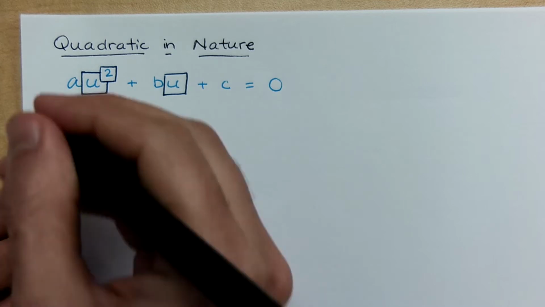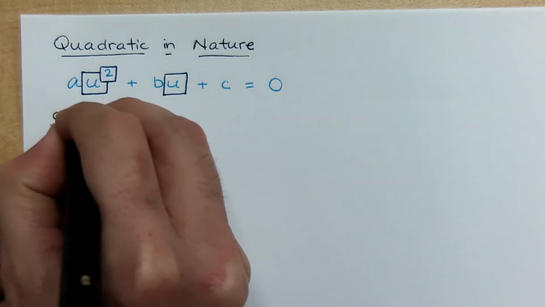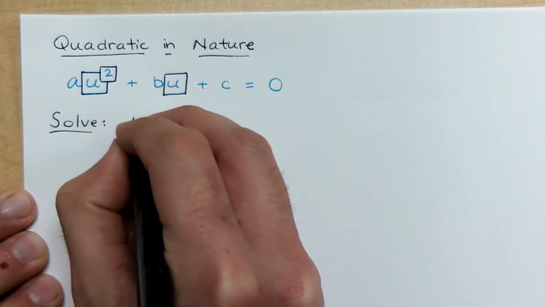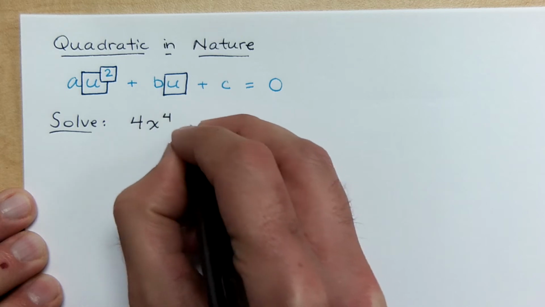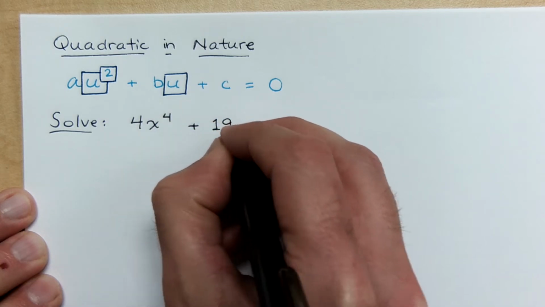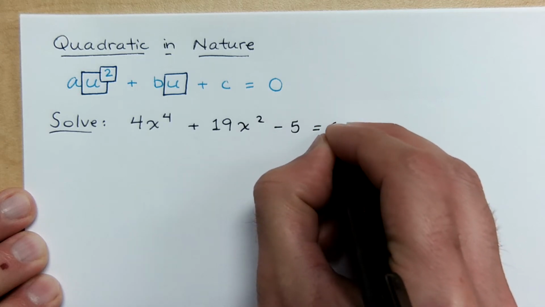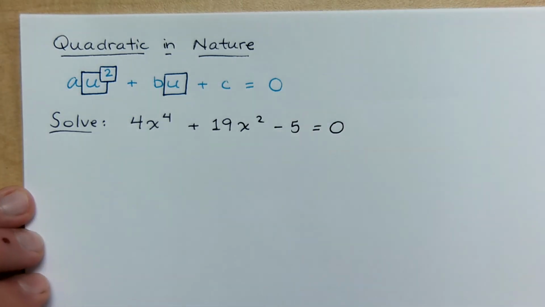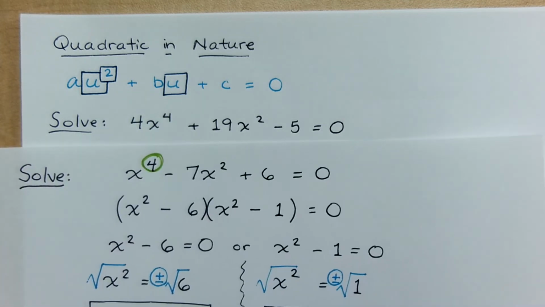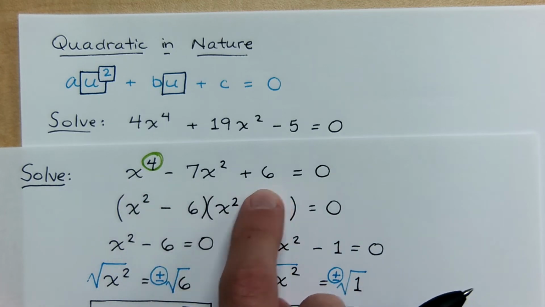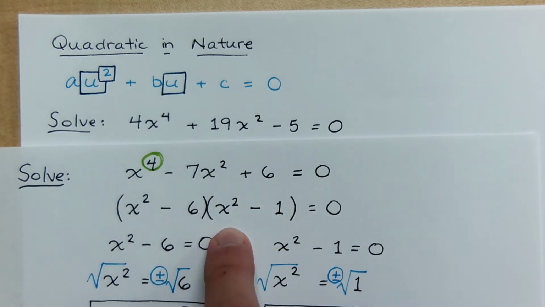So let's take this equation for an example. If I have 4x to the 4th plus 19x squared minus 5 is equal to 0. You notice how similar this guy looks to the one from yesterday, right? Very, very similar. And yesterday we ended up factoring this guy, right? Let's see if we can factor this one.